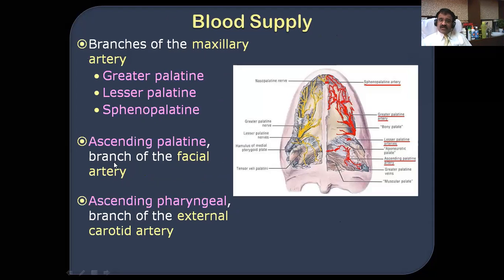The facial artery also gives rise to the ascending palatine artery, and another branch of the external carotid, the ascending pharyngeal branch, is also supplying the palate, just like the tongue.